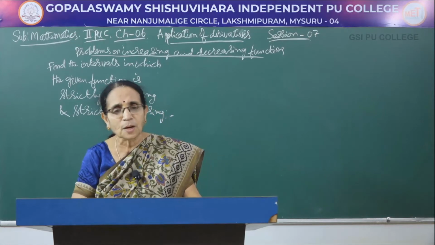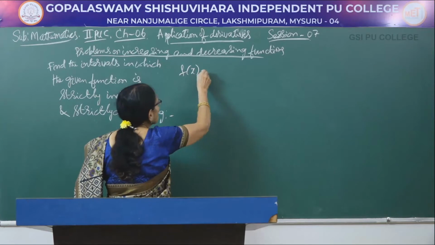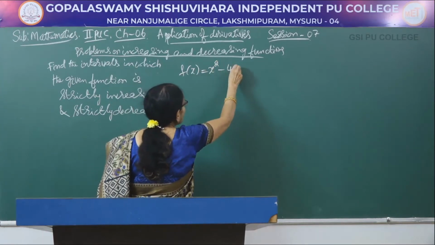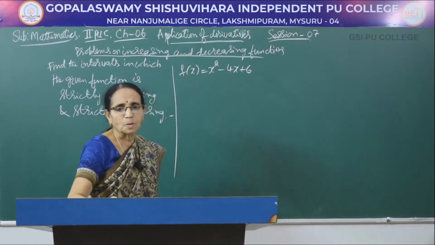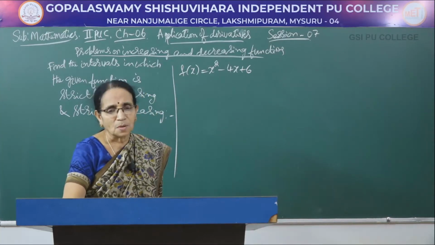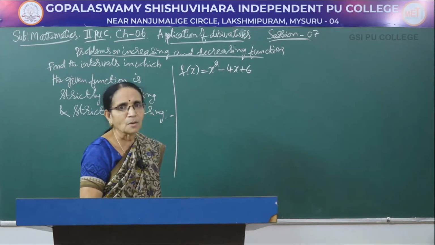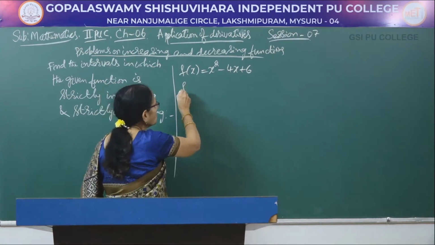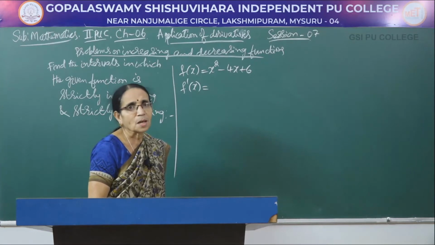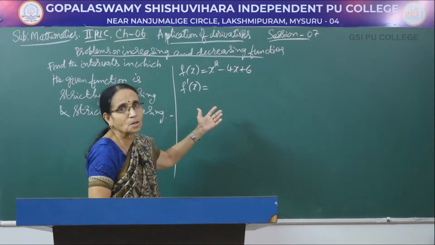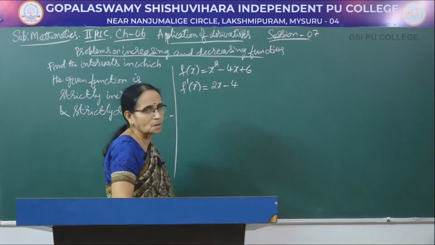Let me take the first function, f(x) equal to x square minus 4x plus 6. The instruction is common for all the problems. Now, you can see that it is a second degree polynomial function. To know whether it is increasing or decreasing, we should have the knowledge of the derivative. So, that is why it is an application of the derivative. So, x square becomes 2x and 4x becomes 4.